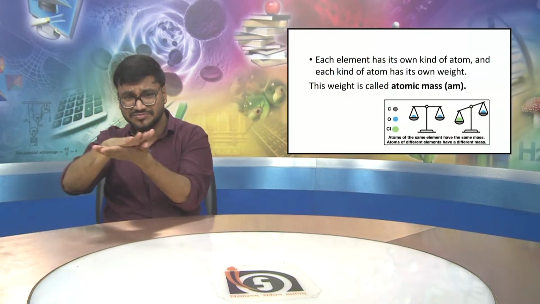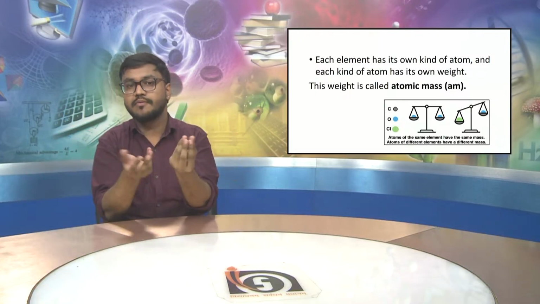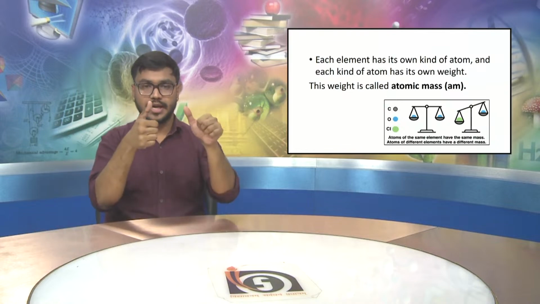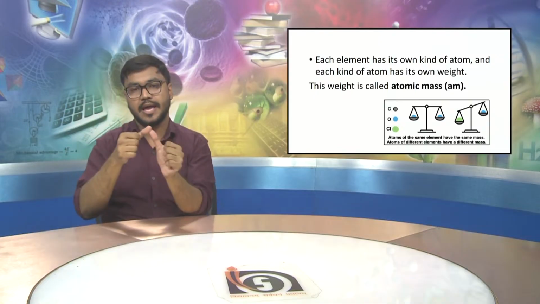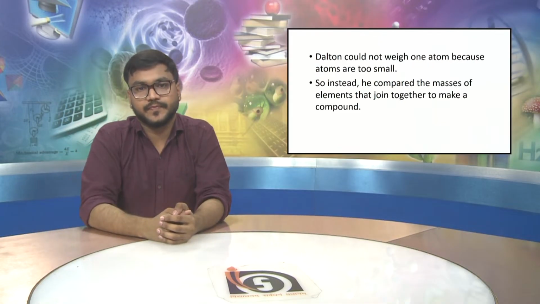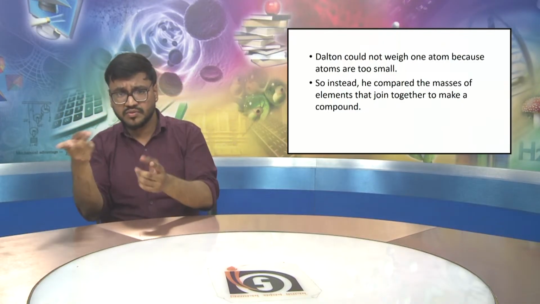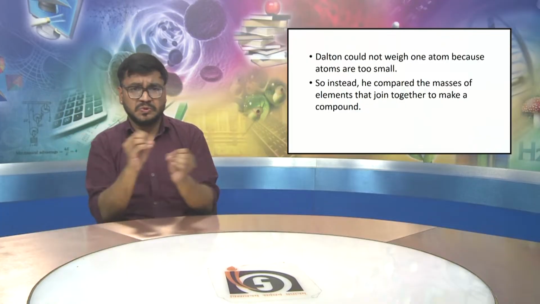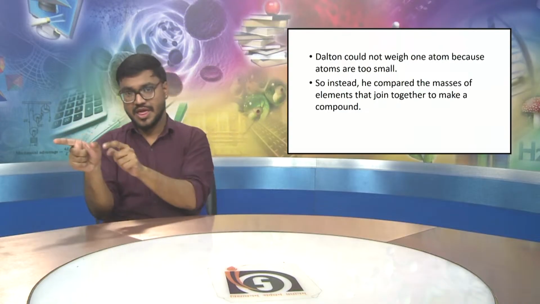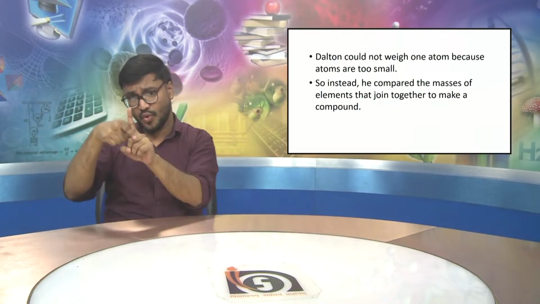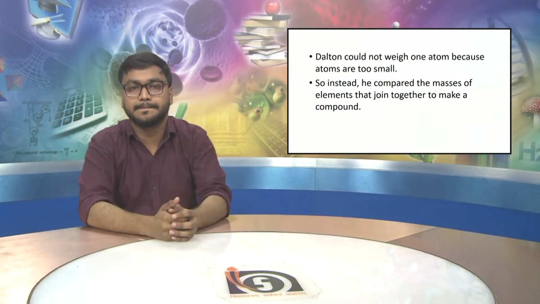Each element has its own kind of atom, and each kind of atom has its own weight. This weight is called atomic mass. In short, we can call it Am. Dalton could not weigh one atom because atoms are too small. So instead, he compared the masses of elements that join together to make a compound.